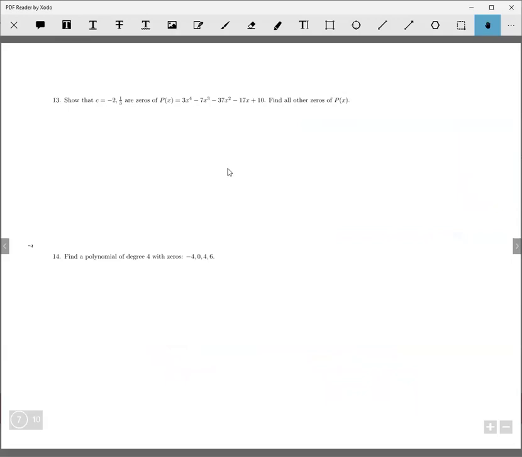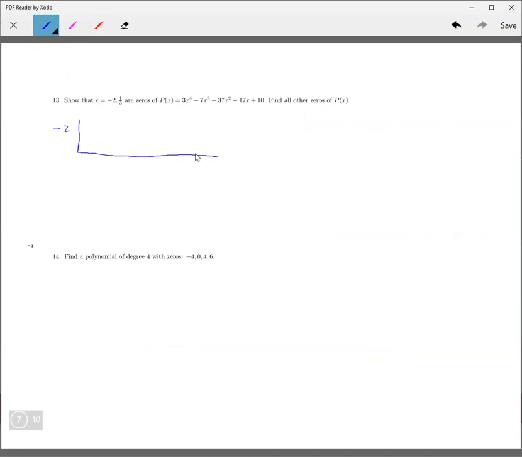Number 13. It's more of the same. Let's see. Show that -2 and 1/3 are zeros of this. Okay, so I'm going to show that -2 is a 0 first. 3, -7, -37, -17, and 10. Okay, so bring a 3 down, multiply, that's -6.